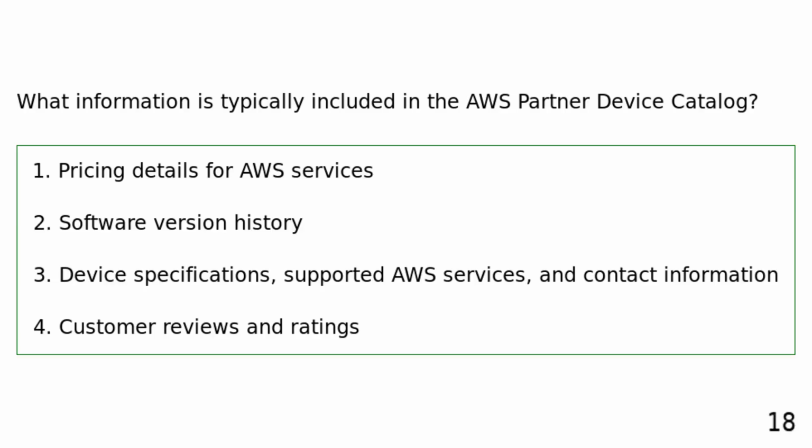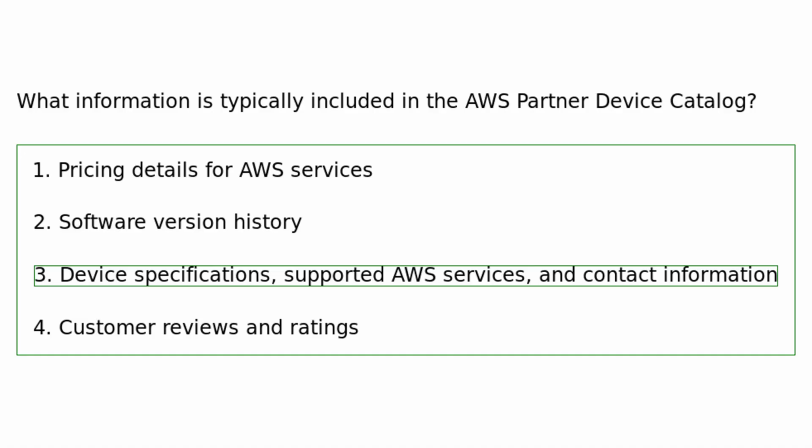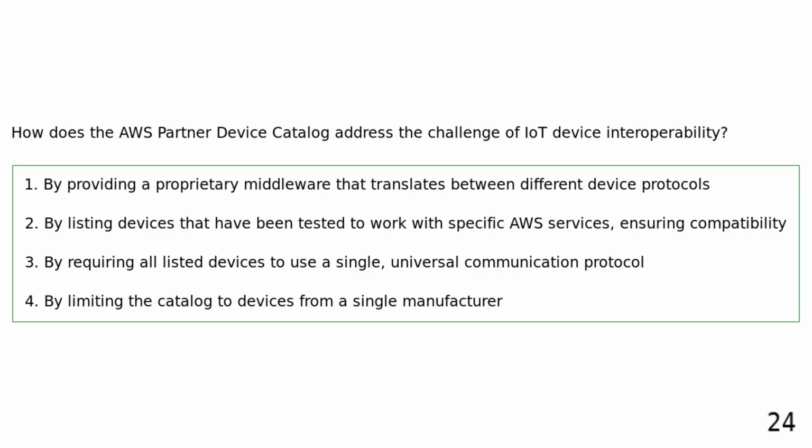Pricing details for AWS services. Software version history. Device specifications, supported AWS services, and contact information. Customer reviews and ratings. The catalog provides device specifications, supported AWS services, and contact information for further inquiries. How does the AWS Partner Device Catalog address the challenge of IoT device interoperability?